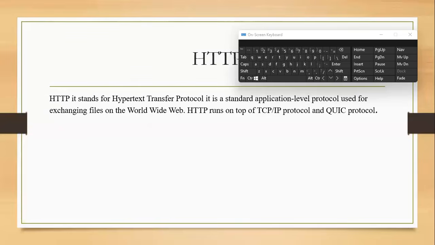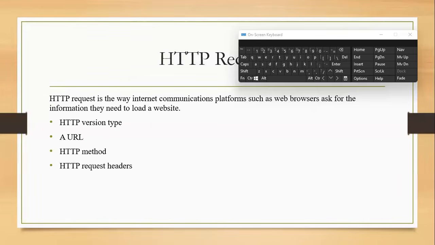So what is an HTTP request? An HTTP request is the way internet communication platforms such as the web browser ask for the information they need to load the website. A typical HTTP request contains the HTTP version, the URL, the HTTP method, the HTTP request headers, and the optional HTTP body.